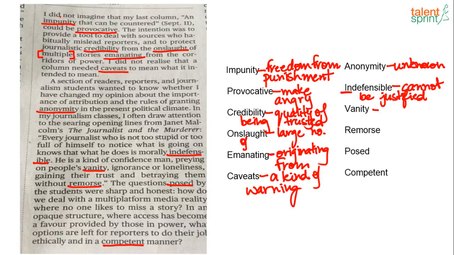So now he is talking of the characteristics of a journalist and he says, he is a kind of confidence man preying on people's vanity, ignorance or loneliness. Now if you notice, there are all negative words here. We know ignorance, when we do not know something, is slightly negative. Loneliness, again, where we do not understand something, is slightly negative. So what is the word? People's vanity. Now we are again talking of basic negative traits of people. So we know vanity has to be a negative trait.